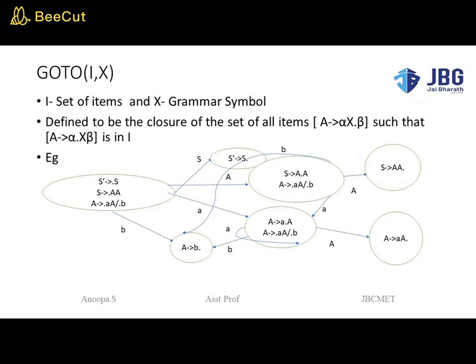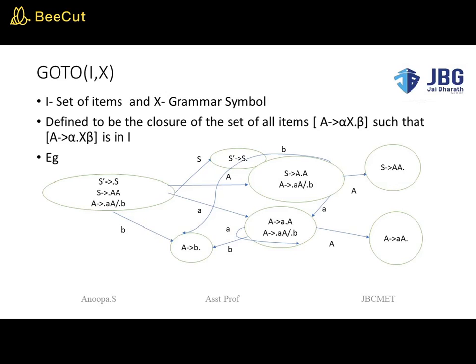So see, our grammar was S' giving S, S giving AA, and A giving a A or b. So I have made a closure of the first set. That is S' giving .S, S giving .AA, and A giving .aA or .b. That is the first set of closure. Okay, so that set of items we have. Now we are going to compute the Goto.